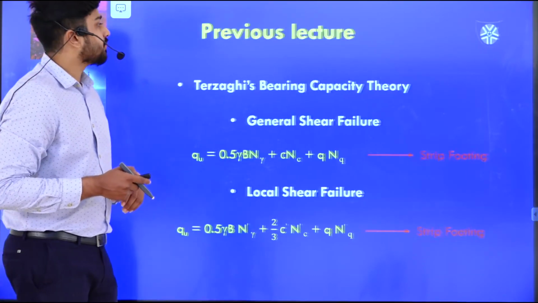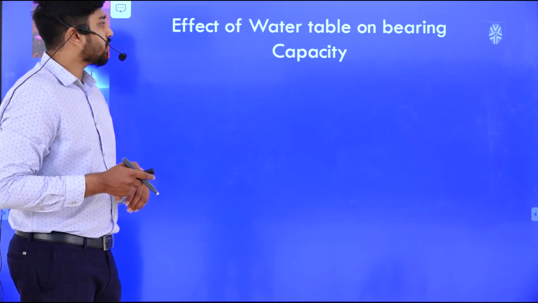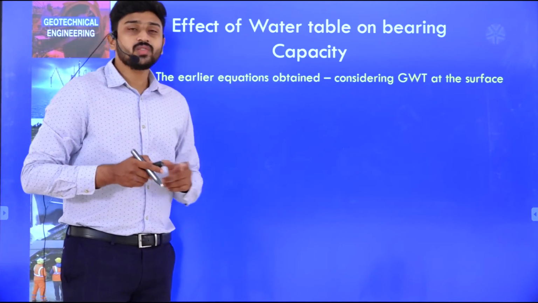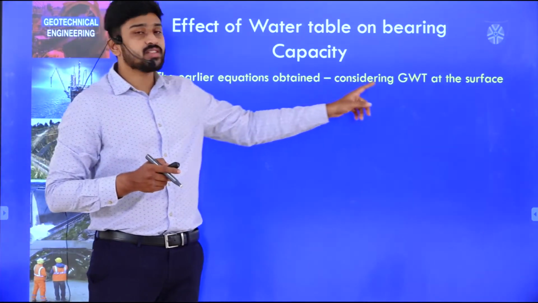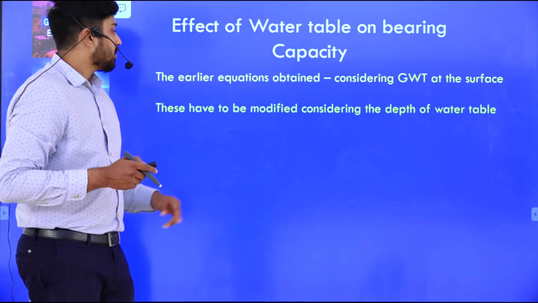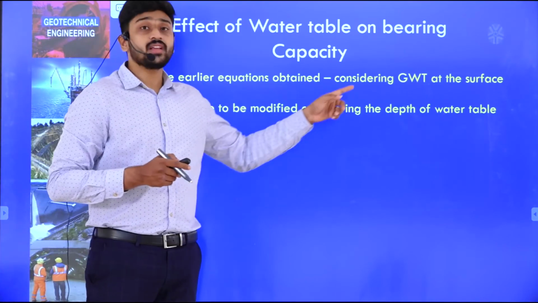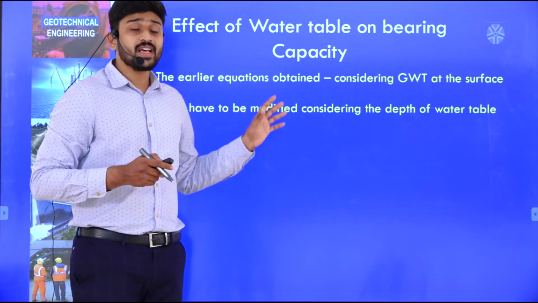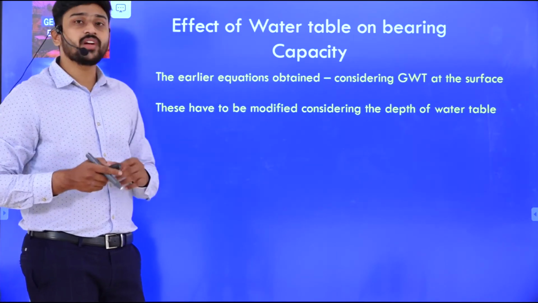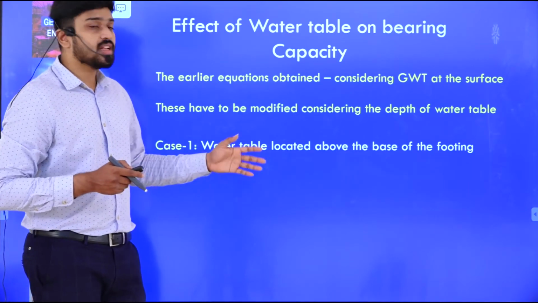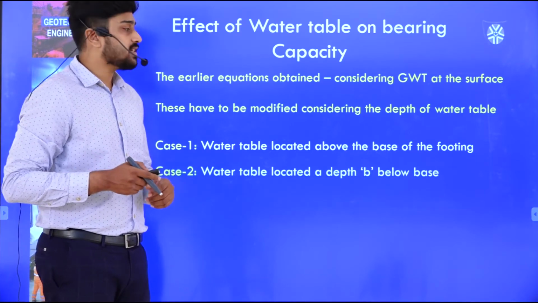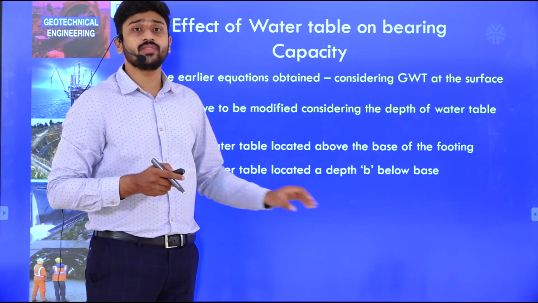Now, the effect of water table on the bearing capacity. The earlier equations we have obtained are based on considering the groundwater table at the surface. These have to be modified considering the depth of the water table. For this we have two different cases. One case is considering the water table above the base of the footing, and the other case is considering the water table below the base of the footing.